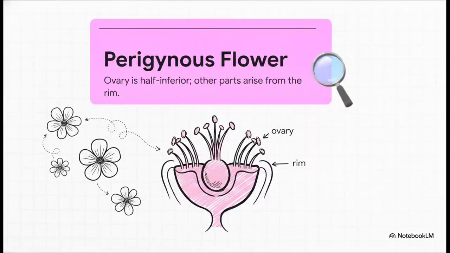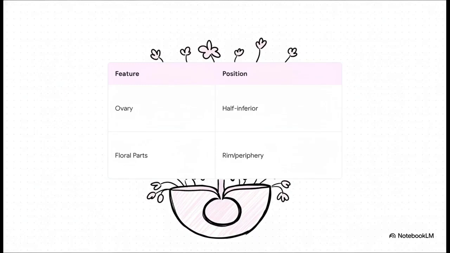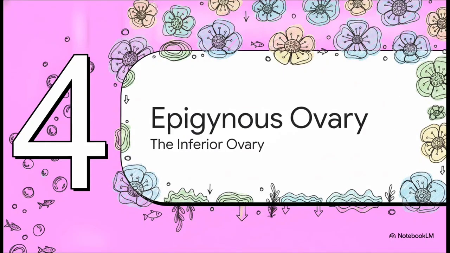rim of the thalamus. Breaking this down, the ovary sinks right into the middle, which is exactly what gives it that half-inferior status. Meanwhile, the rest of those floral parts are sprouting from the periphery or the rim. And because of this sort of cup-like arrangement, everything basically ends up sitting at almost the exact same horizontal level. Pretty neat, right? Moving on to Section 4.